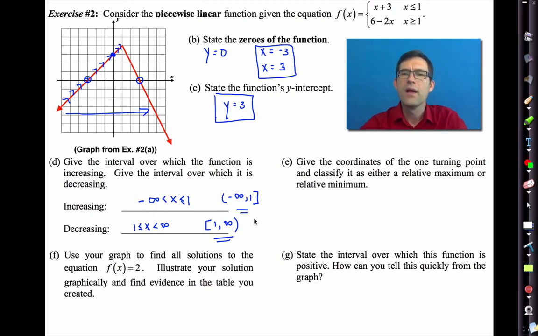All right? Letter E. Give the coordinates of the one turning point and classify it as either a relative maximum or a relative minimum. Why don't you go ahead and pause the video and see if you can answer E on your own.